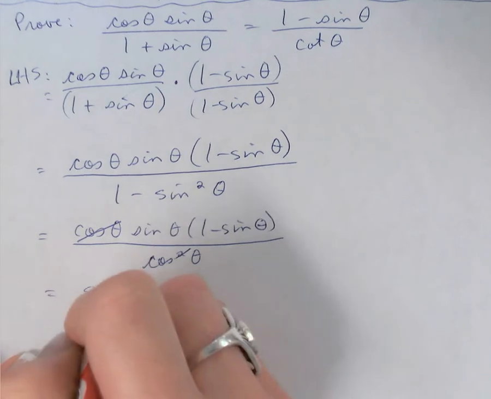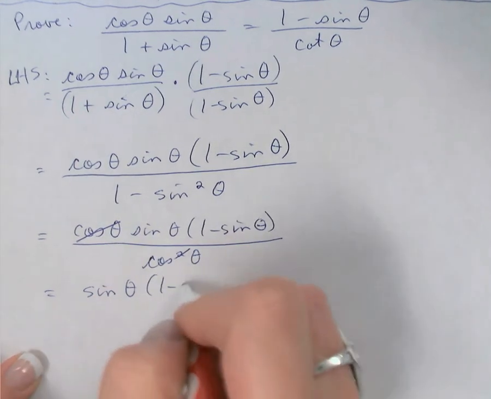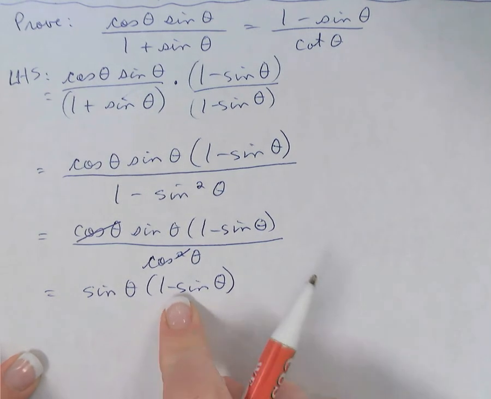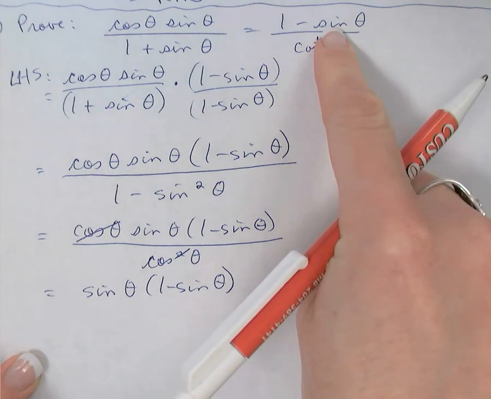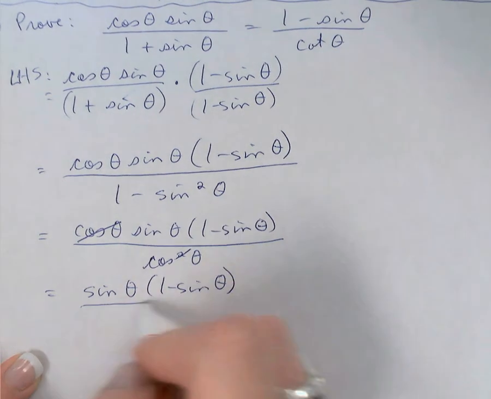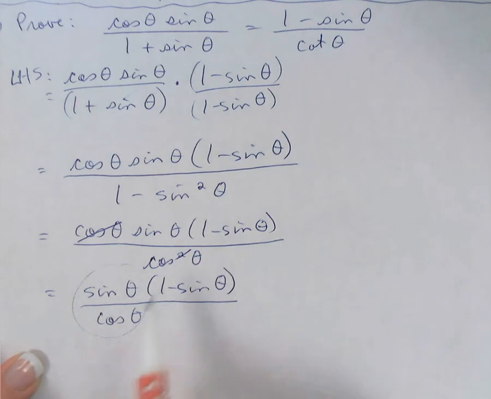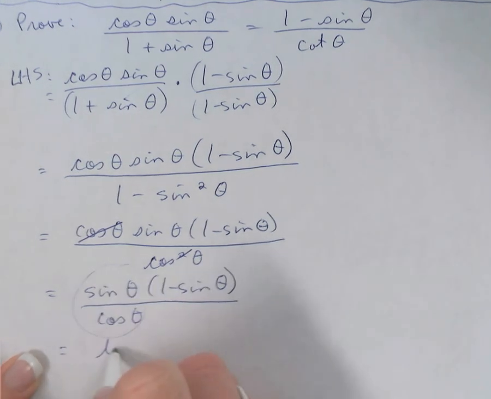Now I'm left with sine theta times 1 minus sine theta. I'm glad I have 1 minus sine theta in my numerator, because if you remember, I look at my right-hand side, that's what I want. And cos theta, I'm going to move it over a little bit, just so that we can look at this part right here. Sine theta over cos theta is really tan theta.